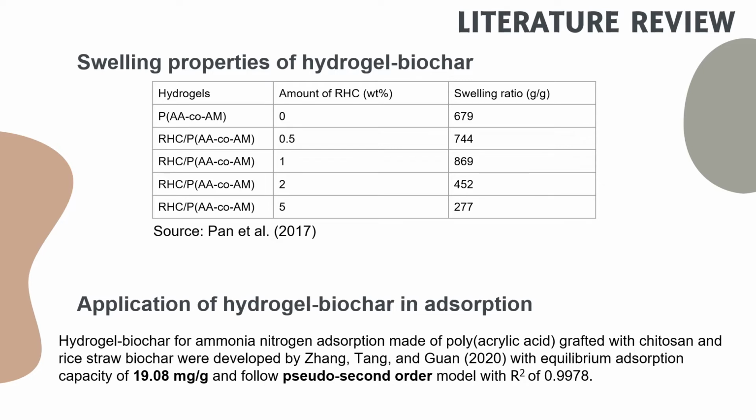The table shows the effect of biochar on the swelling properties. The swelling ratio increased as the biochar content loading increased to 1%. However, the swelling ratio decreased when the amount of biochar was above 1%.